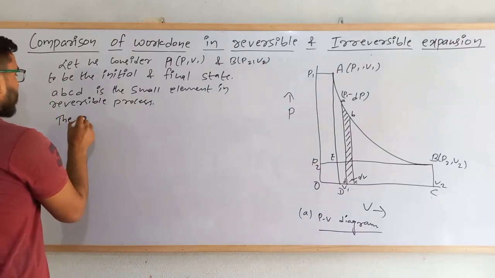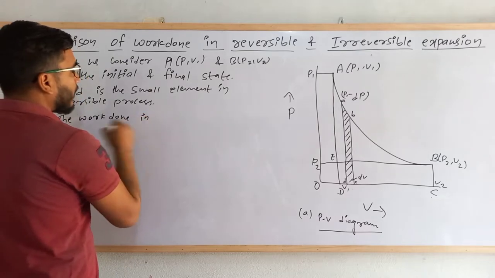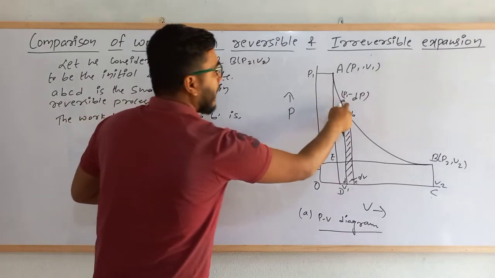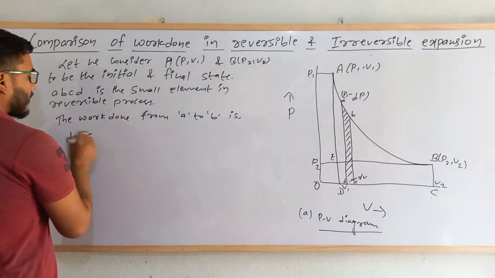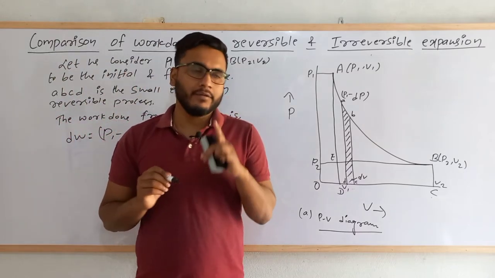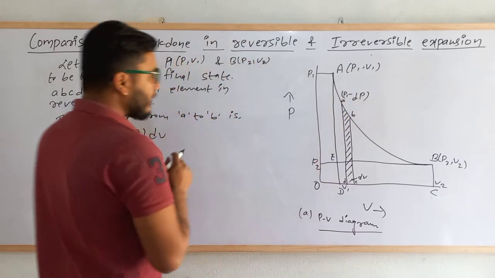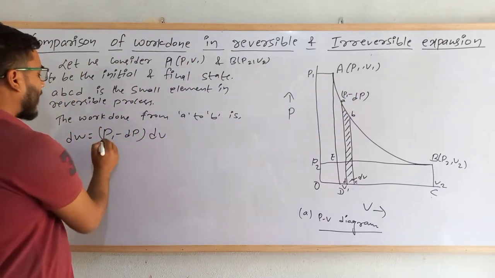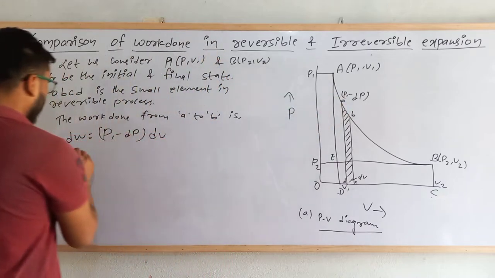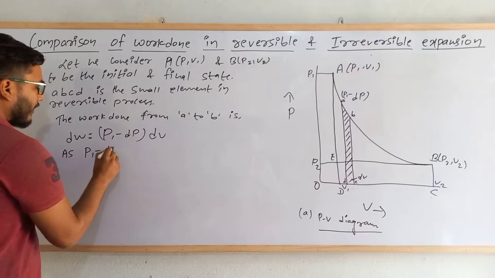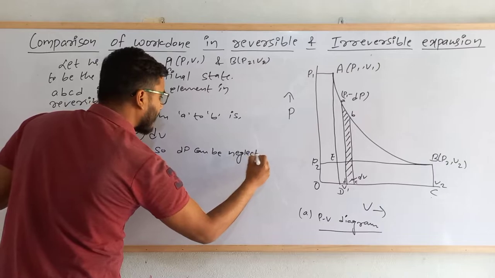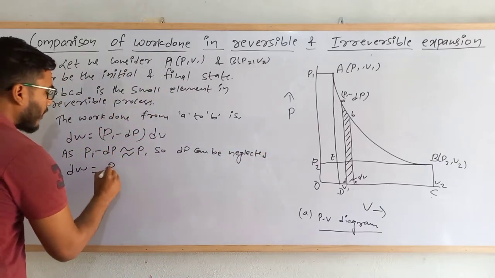So, from small a to small b, the work done can be given as dW equal to how much? P1 minus dP into dV. We know that the work done formula is P into dV, right? But here the external pressure is P1 minus dP, as in each step the pressure decreases by dP. Now we know that in a reversible process the change in pressure in two steps is very low. That means we can neglect this value dP, as P1 minus dP is almost equal to P1, so dP can be neglected and we get dW equal to P1 into dV.